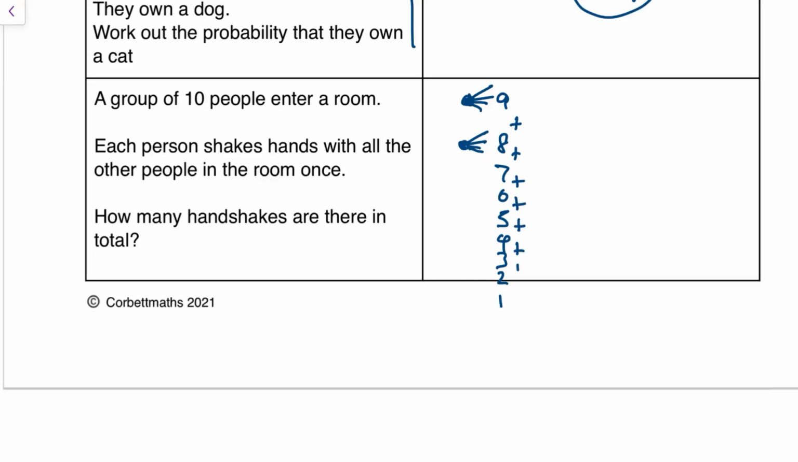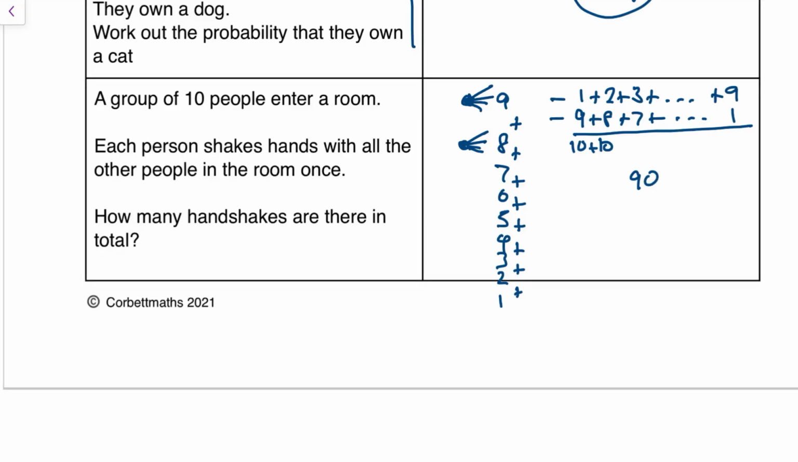Now, you might know a quick method of doing this already. There is definitely one, but let's do the pairing method. So if I write my numbers out, so I want 1 plus 2 plus 3 plus all the way up to 9. And if I write them back to front, that's 9 plus 8 plus 7 plus all the way down to 1. And each of these pairs add up to 10. And I have 9 of these pairs because there's 9 numbers. So therefore the total is 90. But I've doubled it, haven't I? Because I've got one list there and one list there. So I'm going to have to halve this, which gives me 45 handshakes.